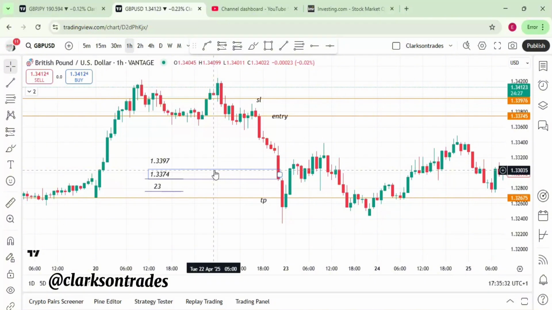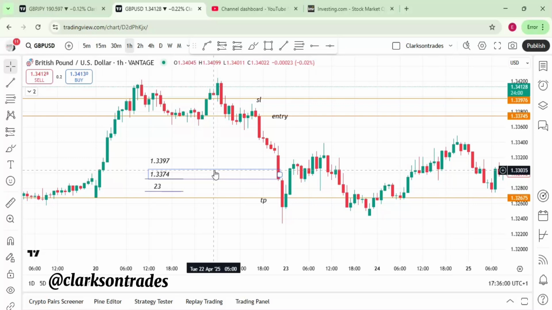So how to calculate pip is very easy. Just take your stop loss price minus your entry price if you are selling, or your entry price minus your take profit price if you are selling. But if you are buying, you're taking your entry price minus your stop loss. So it's just like that. Just doing that simple subtraction will give you the exact number of pip that the market has potentially moved.